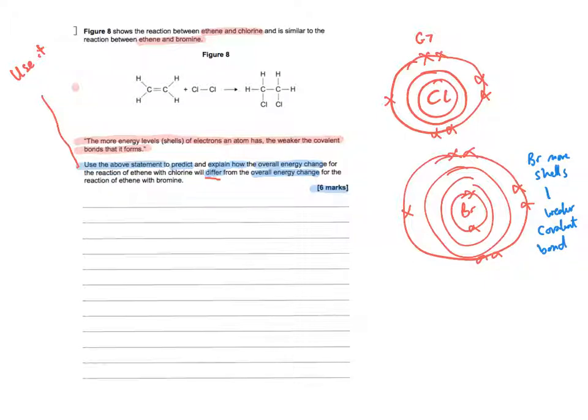Now, I've got this word covalent bond. Well, what's a covalent bond? When is it a covalent bond? Covalent bonds happen between a non-metal and a non-metal. So these group 7 elements are all non-metals. So if I bond either of these to another non-metal, it's a covalent bond. Covalent bonds are where they share a pair of electrons.